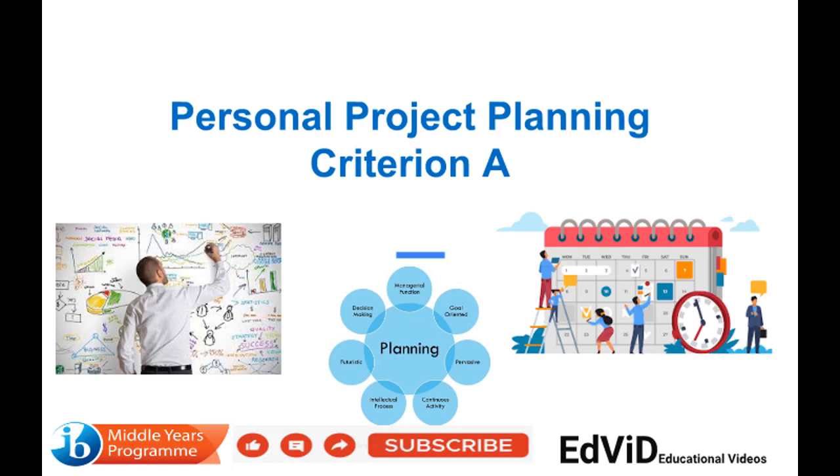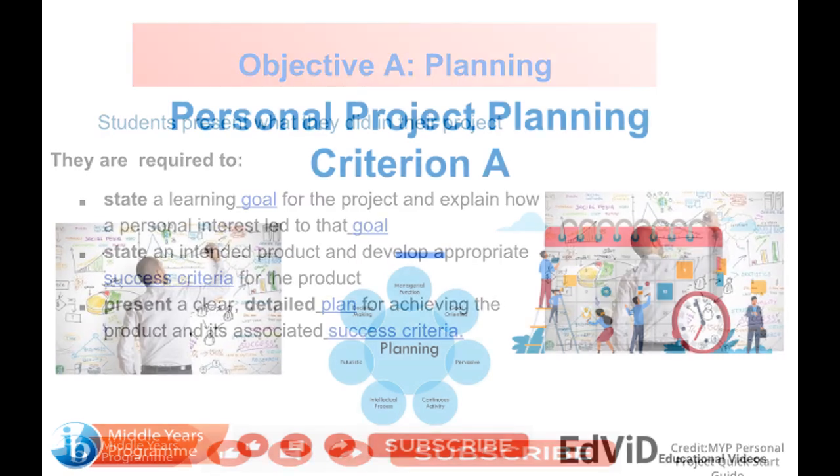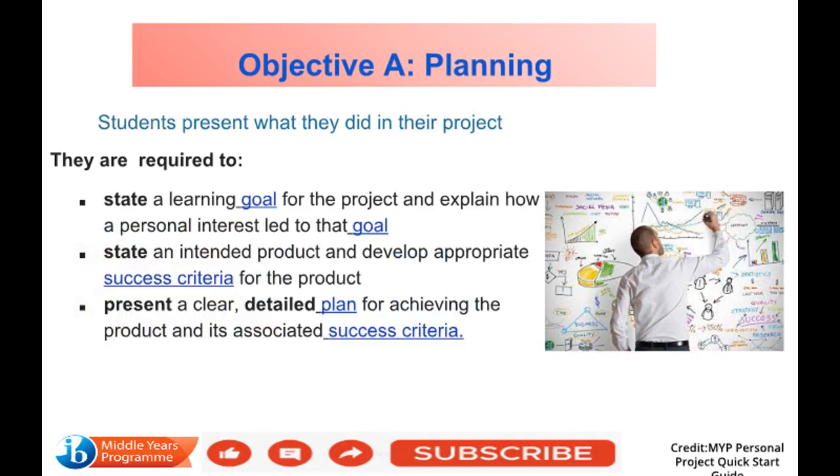Personal Project Planning, Criterion A. Objective A, Planning: students present what they did in their project. Criterion A, Planning: the student is required to state a learning goal for the project and explain how a personal interest led to that goal.